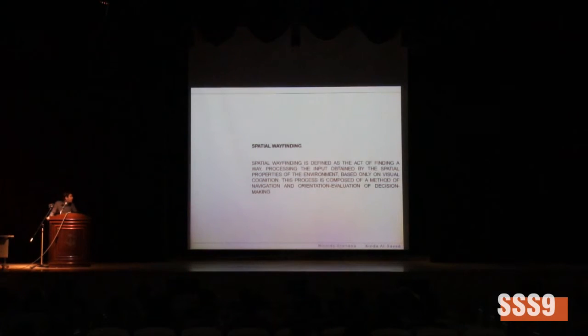So first of all, I will present the definition of spatial wayfinding, which is the act of finding a way, processing the input obtained by the spatial properties of the environment based only on visual cognition. This process is composed of two acts: the act of movement and the act of pause and evaluation of the decision making.